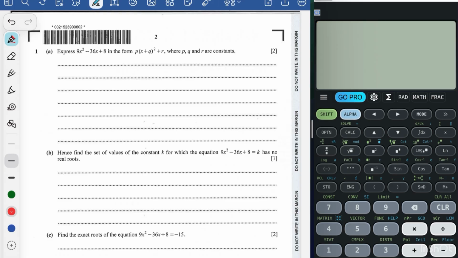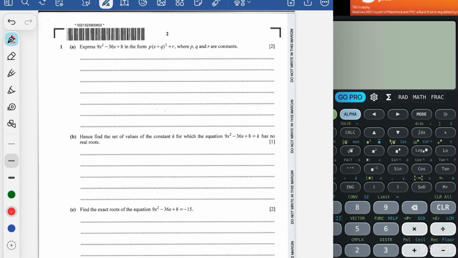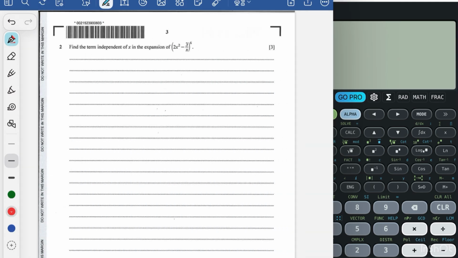So, we're looking at the October November 2025 paper 1. I'll just go through the questions so that you have an idea of what it is, and I recommend you try to do it on your own first before you see the solutions. All right, so this is question 1. It's on quadratics, completing the square and solving discriminant.